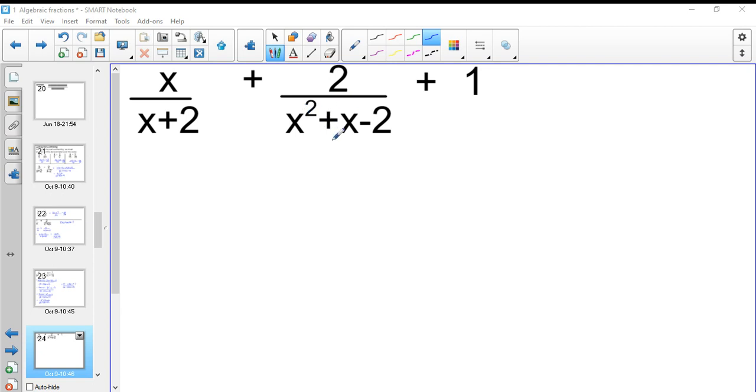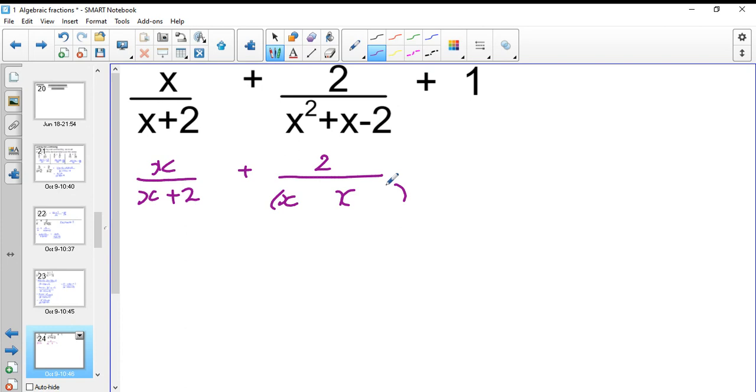First rule: if you can factorize, you factorize. So I'm going to factorize this quadratic before I do anything else. So x over x plus 2, plus 2 over, and then we need two brackets. 2 is prime, so we need a 2 and a 1, and then this is positive, so we need +2 and minus 1.